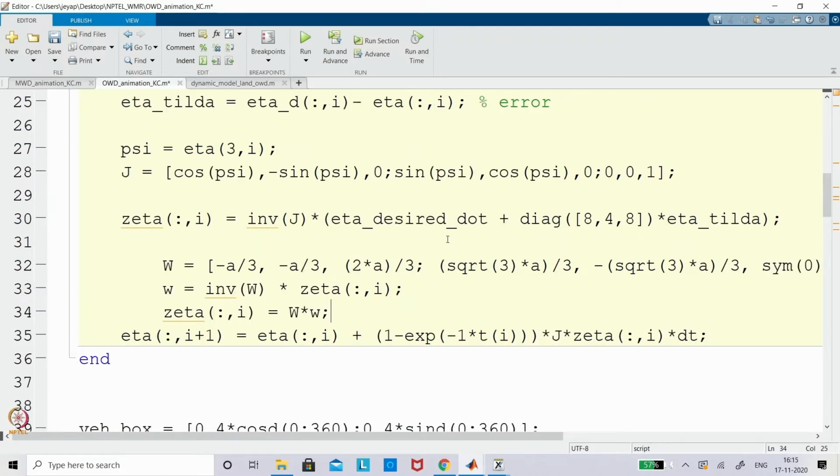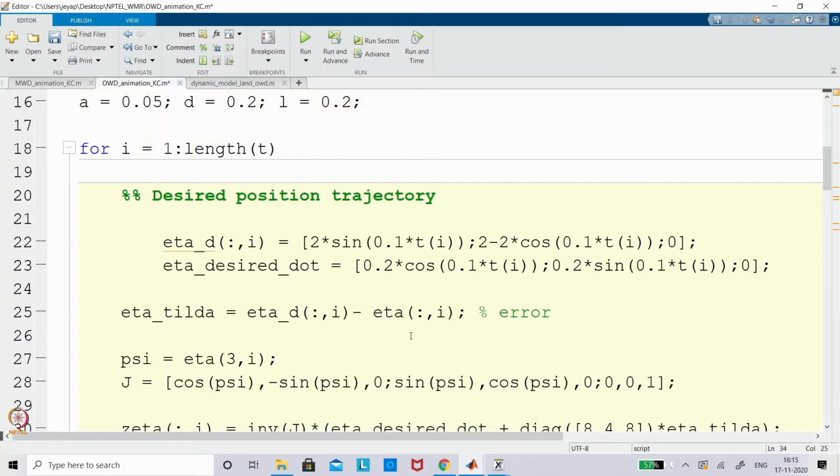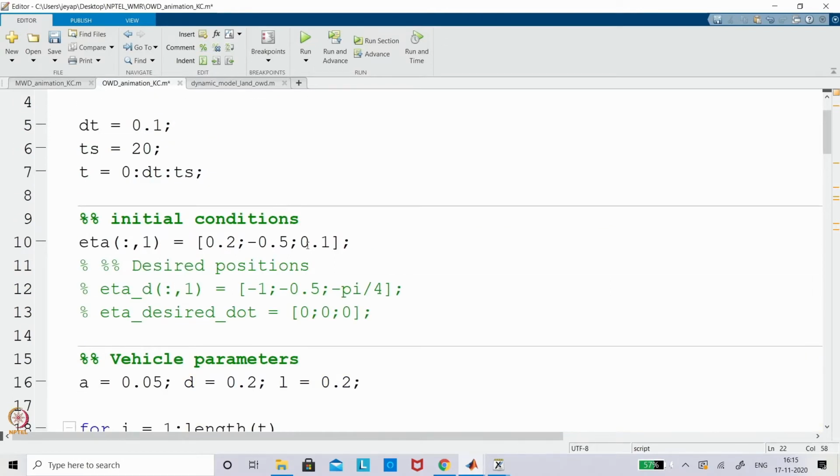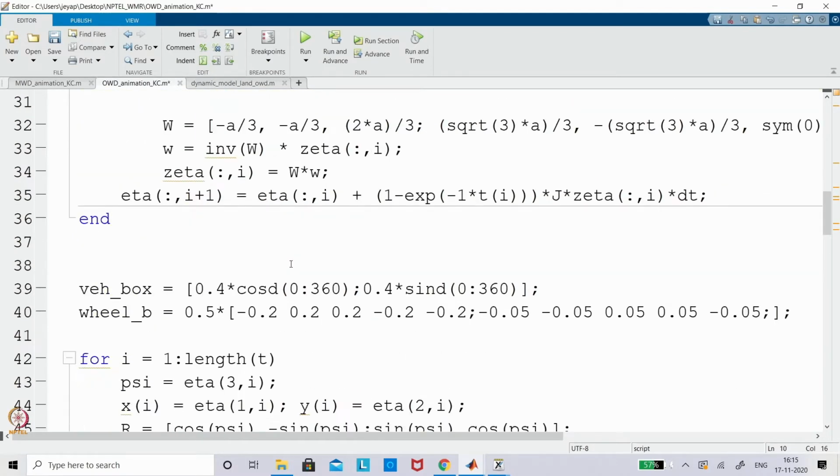Right now the vehicle is a circular base, not a rectangular box. On the circular base there are 3 wheels, one at 30, one at 150, and one at 270. I have taken the desired point as x and y on a circle it would be running, where the psi angle would be 0, but I changed the initial condition just for your understanding. Initially psi would be 0.1 radians, your y axis position is minus 0.5 and your x position is 0.2 meter.